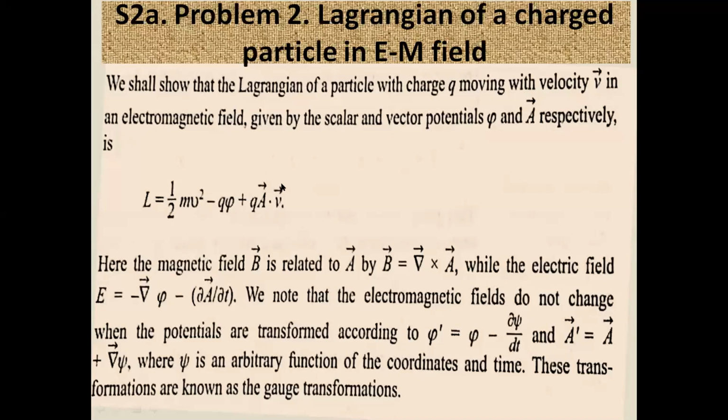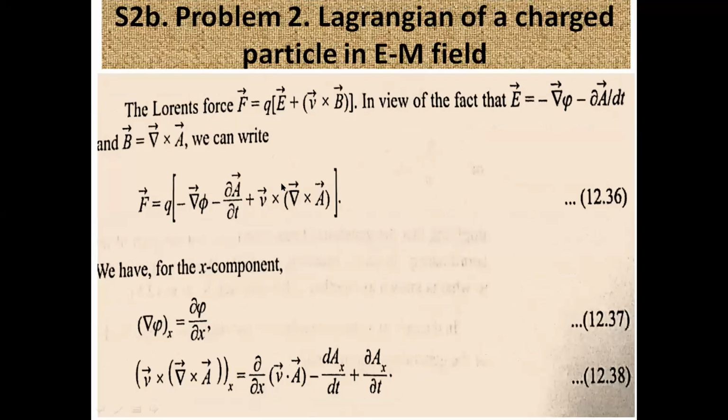Slide 2b. Sir, is it okay? Yes, okay. The Lorentz force, of course, is known on a charged particle: q times E plus v cross B. And the electric field is also known: negative gradient of scalar potential and derivative of vector potential with time. And B is curl of vector potential A, B being the magnetic field.